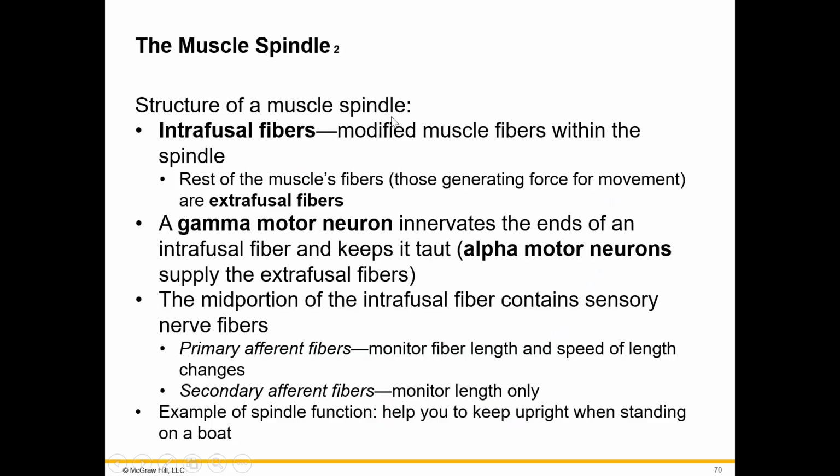So, structure of the muscle spindle. The muscle spindle has intrafusal fibers. These are modified muscle fibers within the spindle. And the rest of the muscle fibers, those generating the force for movement, are known as the extrafusal fibers. There are gamma motor neurons that innervate the ends of an intrafusal fiber and keep it taut.